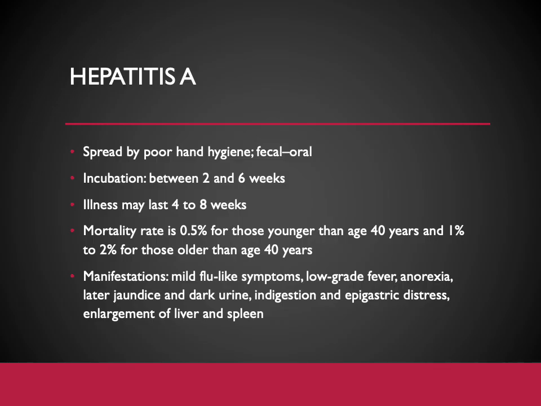But manifestations are flu-like symptoms, low-grade fever, loss of appetite or anorexia. Later manifestations could be jaundice because it's affecting your liver, and dark urine because that bilirubin can look really dark, a dark amber color also. And indigestion, epigastric distress, so just that heartburn and reflux and not feeling good there. And then enlargement of the liver and the spleen.